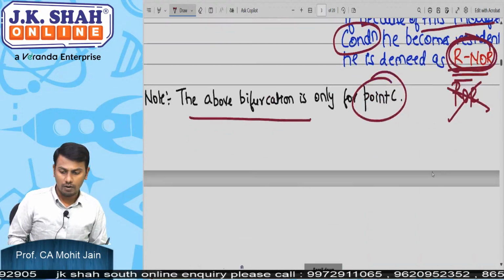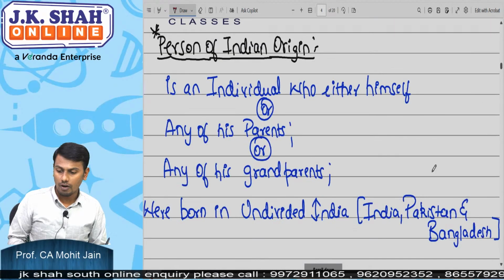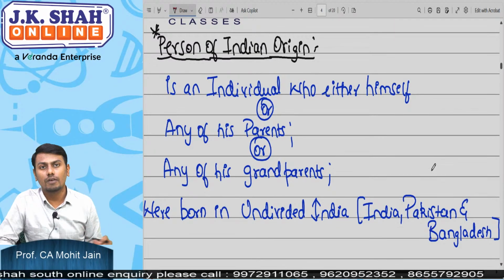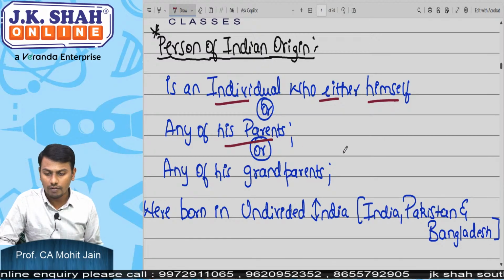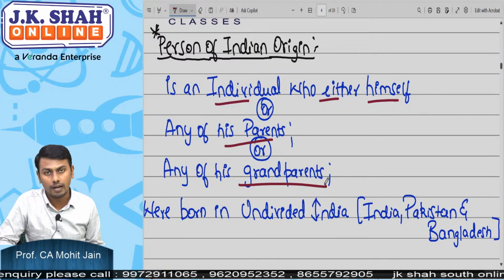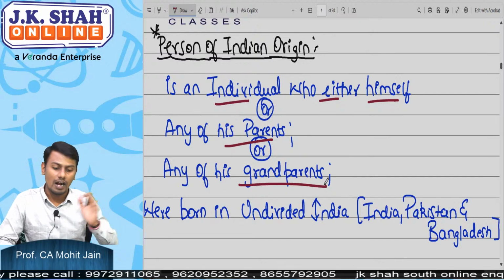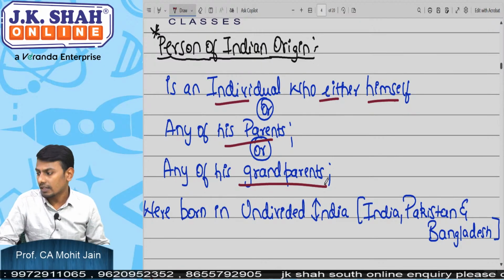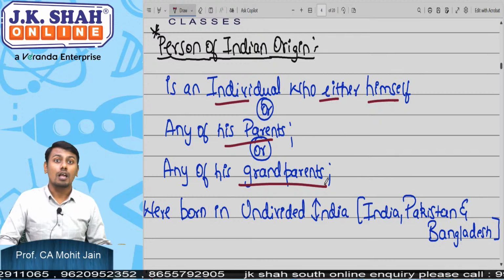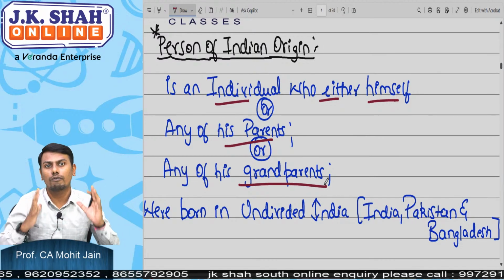So who is called a person of Indian origin? Person of Indian origin means an individual who either himself or any one of his parents or any one of his grandparents were born in what? Undivided India. That is India, Pakistan and Bangladesh. Is this clear? Now we are going to do lots and lots of question answers.